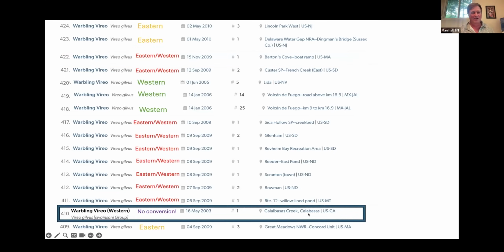And then this is where the subspecies groups that are available in eBird come in. If you've already put it in as a western, we'll flip that over to the species. So the subspecies groups that exist in eBird currently for warbling vireo eastern and warbling vireo western are a 1-to-1 match for the species, and so the conversion is very easy when birders have assigned them that way.